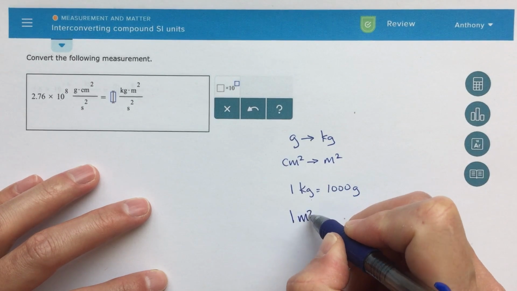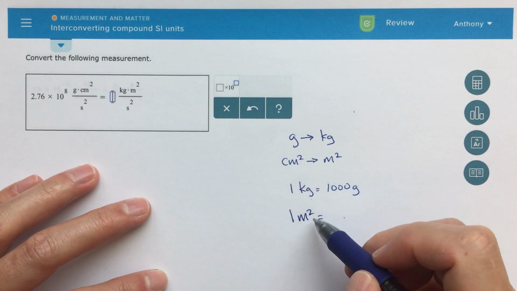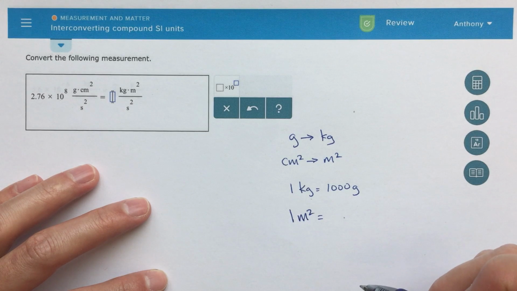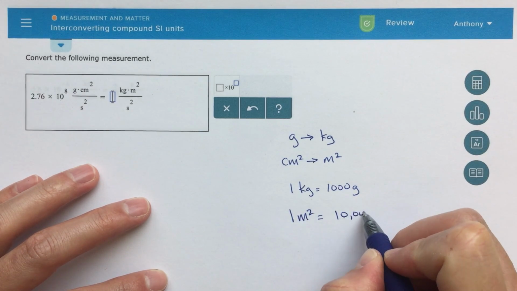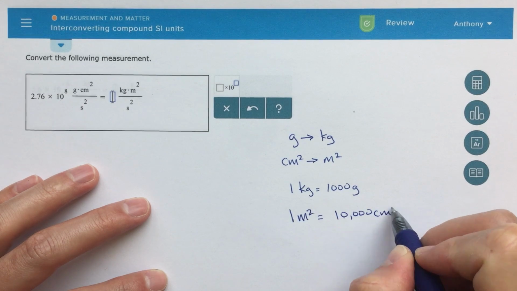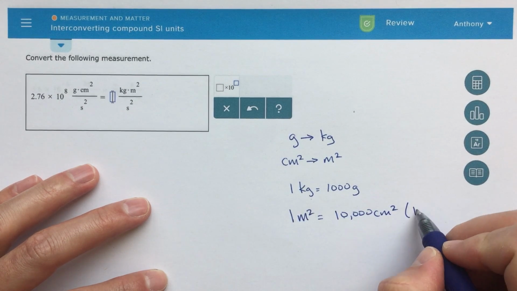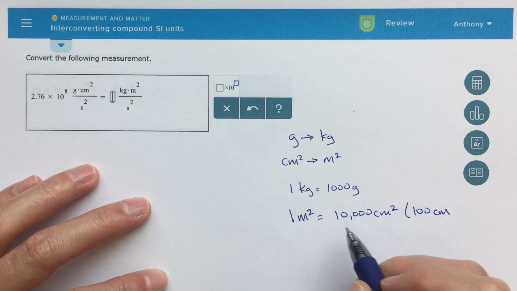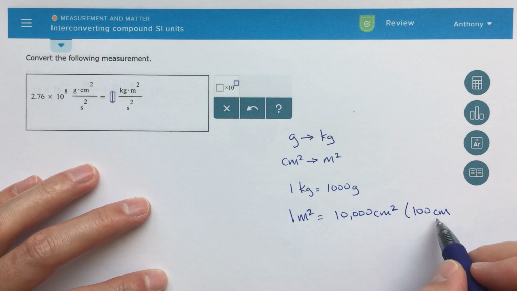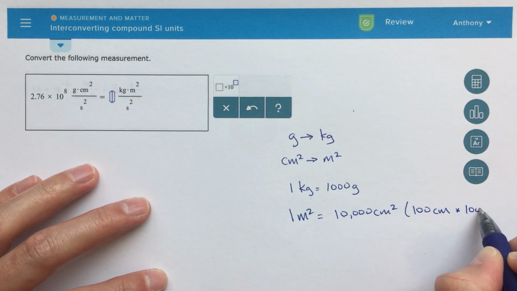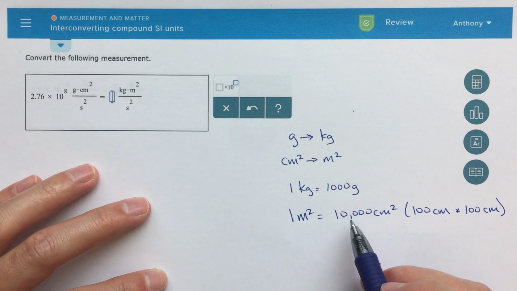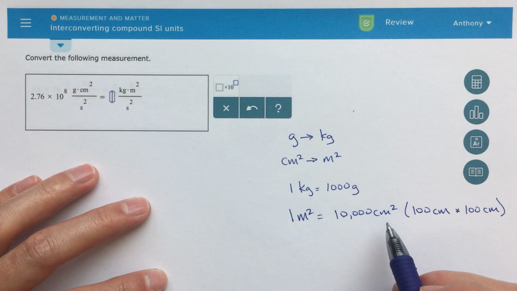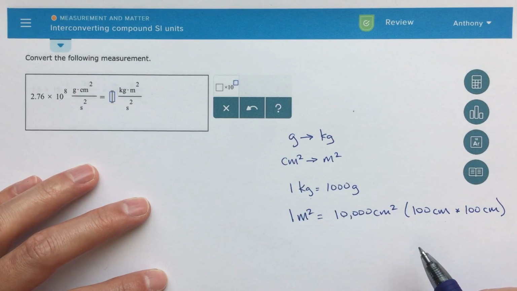Now for centimeters squared to meters squared, I know that meters are bigger, so I'm going to say 1 meter squared, and then figure out how many centimeters squared that is. 1 meter squared is actually 10,000 centimeters squared. The way I know that is that 1 meter squared is 100 centimeters times 100 centimeters, which gives me 10,000 centimeters squared. So that's the conversion I'm going to need.